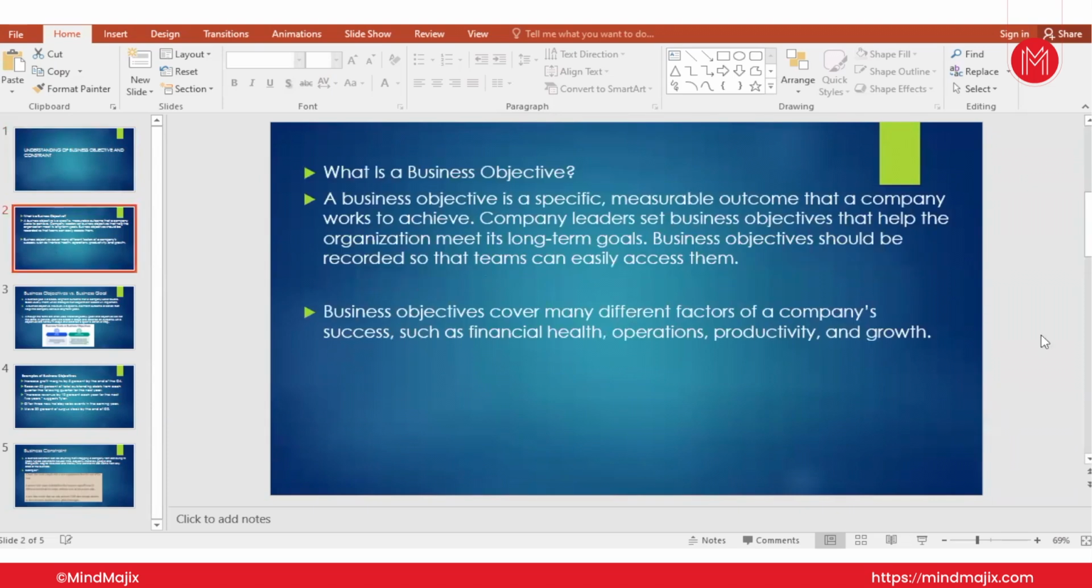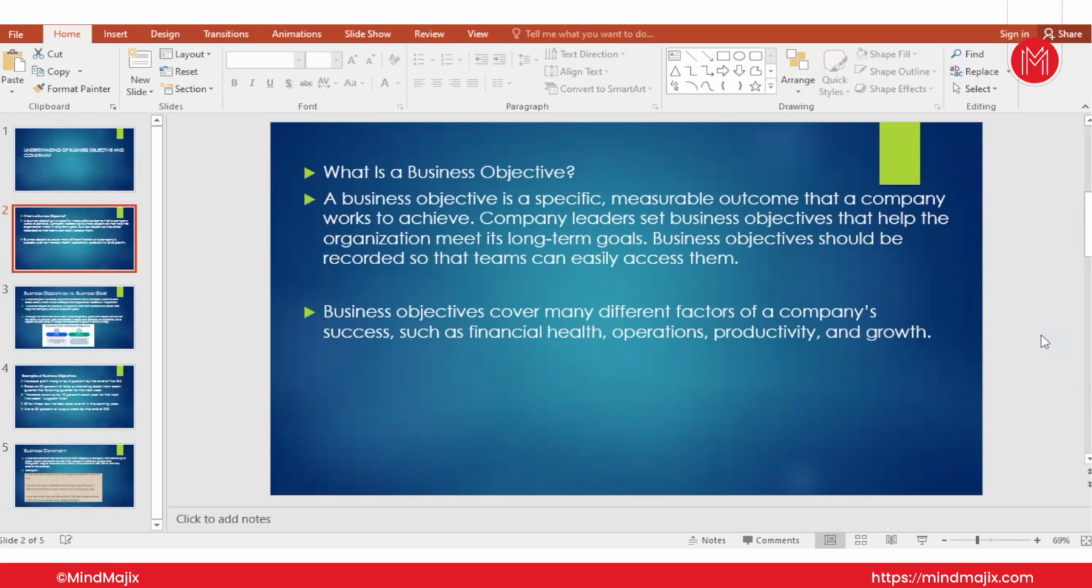What is a business objective? A business objective is a specific, measurable outcome that a company works to achieve. Company leaders set business objectives that help the organization meet its long-term goals. Business objectives should be recorded so that teams can easily access them. They cover many different factors of the company's success, such as financial health, operations, productivity, and growth.